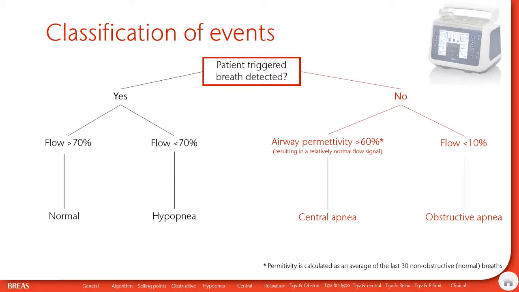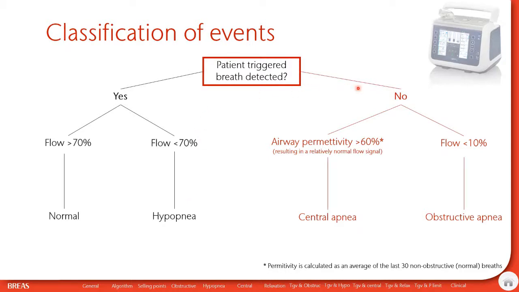Let's take a closer look at how the algorithm classifies the different events. First of all, the ventilator will look for patient-triggered breaths. So are the breaths patient-triggered, or are there mandatory breaths only, being the backup breaths of the ventilator? In case there are patient-triggered breaths, we'll differentiate based on the flow signal, or better said, based on information retrieved from the flow sensor, which will be recalculated by the algorithm. To make it clear, if the flow remains above 70% of the baseline of normal breathing, it's classified as normal. If the flow signal drops below 70% of baseline, it's classified as a hypopnea.